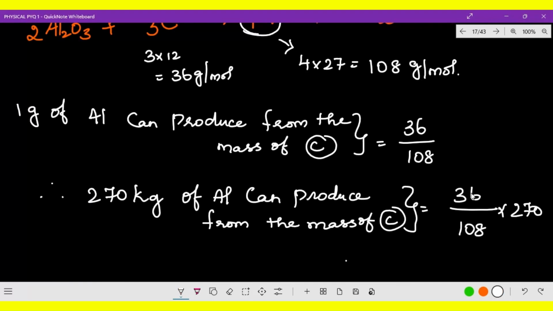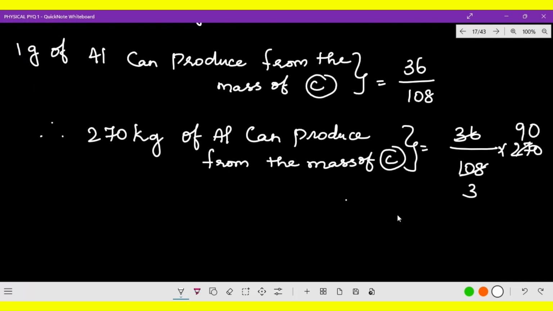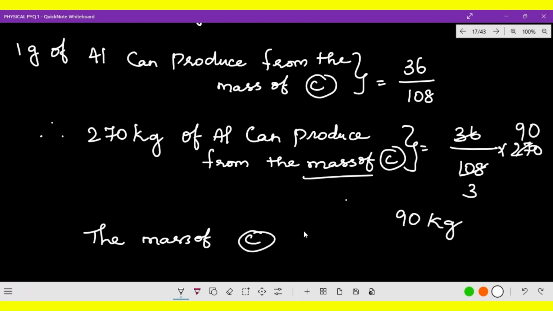Here 36 ones are 36, 36 threes, or 108. Okay, 36 3, here we just put 3. So 3 ones are 3, 3 nines are 27, 9 and 0, so that means 90 kg. So what is the point I wanted to bring? The mass of carbon anode consumed for 4 moles of aluminium in Hall's process is 90 kg.